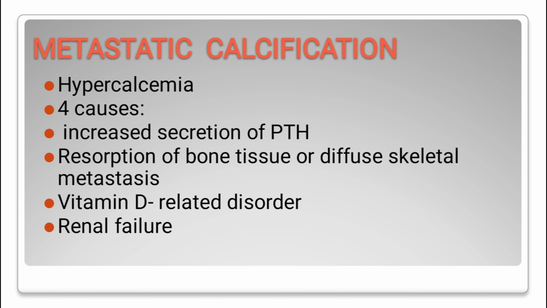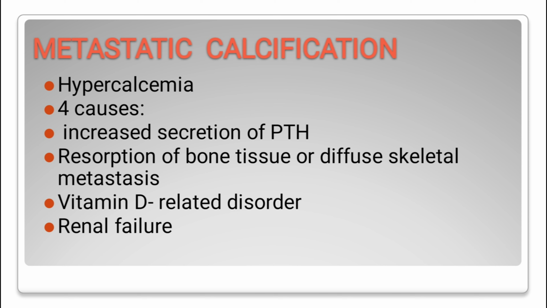Next is metastatic calcification. As we have seen, dystrophic calcification occurs in the dying tissues, that is in the area of necrosis, but metastatic calcification occurs in normal tissues whenever there is hypercalcemia. There are four principal causes of hypercalcemia. First is increased secretion of parathyroid hormone with subsequent bone resorption, as in hyperparathyroidism.